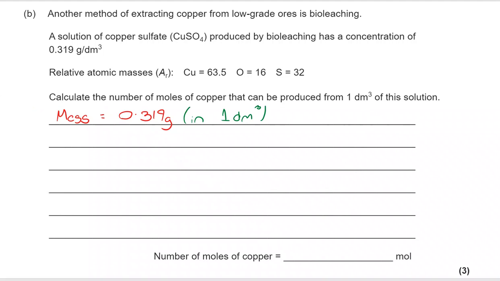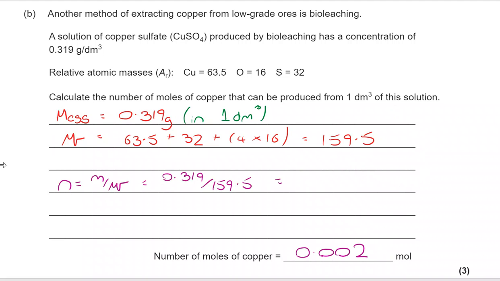And we can also find the Mr of copper sulfate. Copper is 63.5, there's a 32 and there's 4 16s, giving us 159.5. So if I have my 0.319 mass and my Mr of 159.5, I can do n is m over Mr. I get to 0.002 moles.